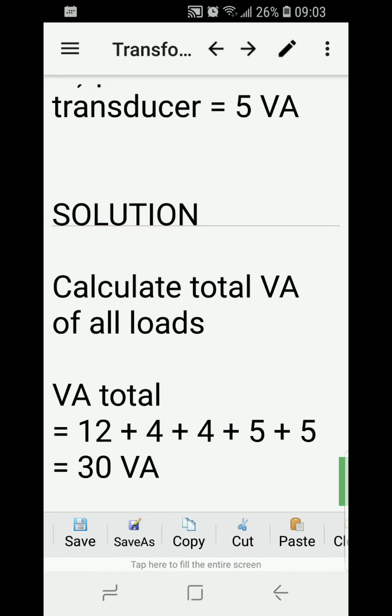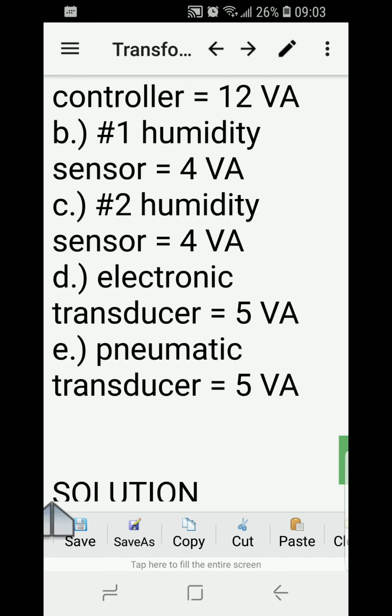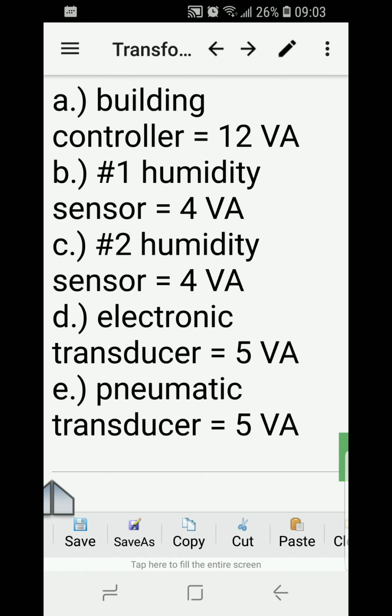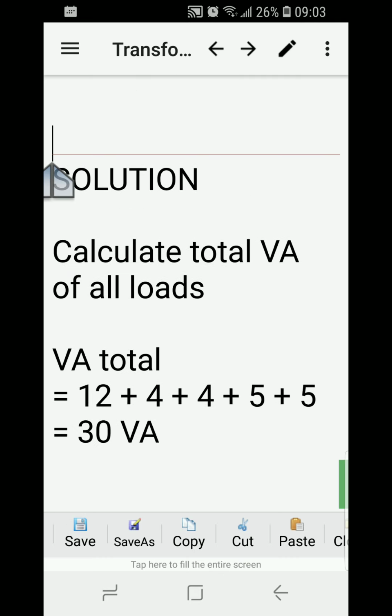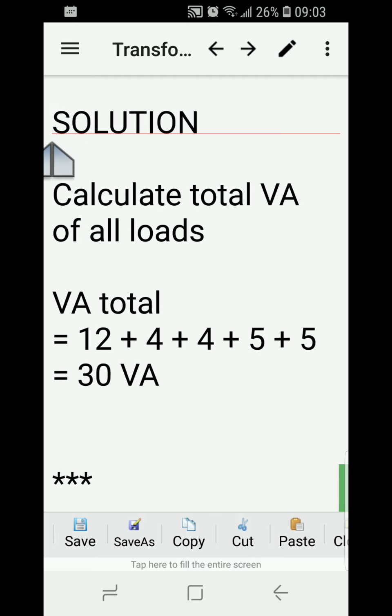Yeah, so it's just adding these 5 given loads above: 12, 4, 4, 5, and 5. So just get the sum of all the VA loads. So we arrive at 30 VA.